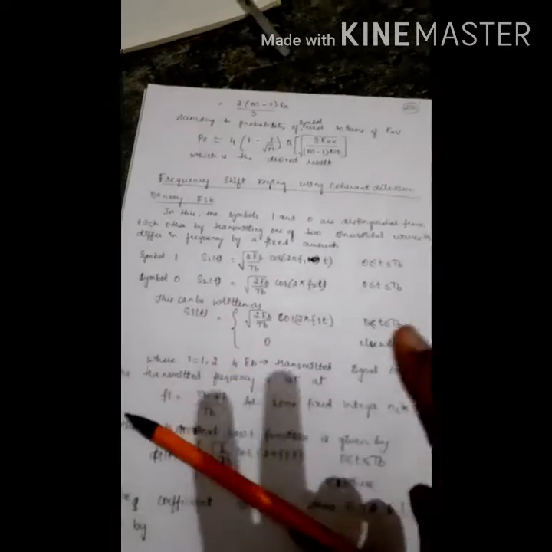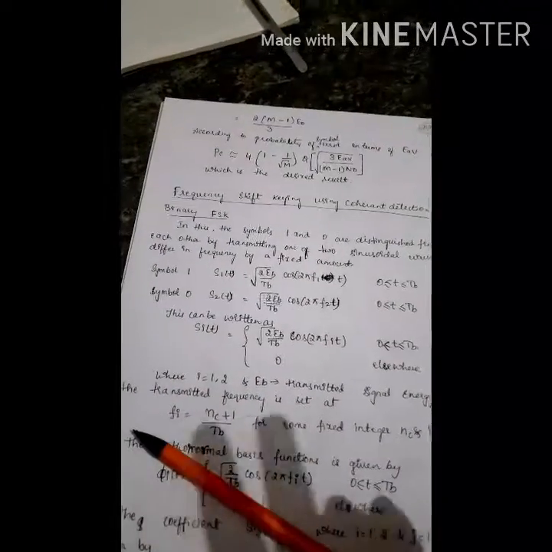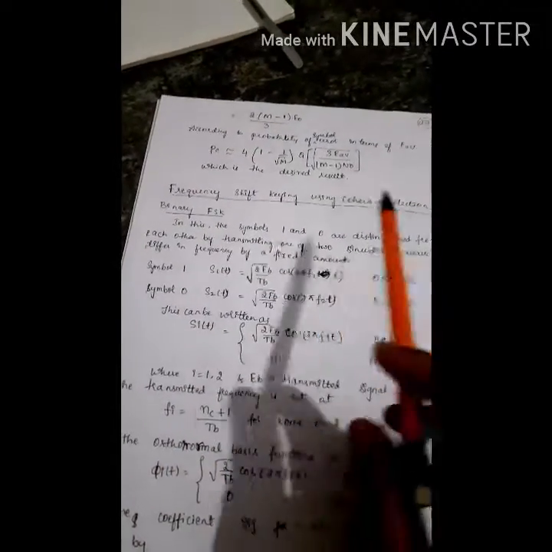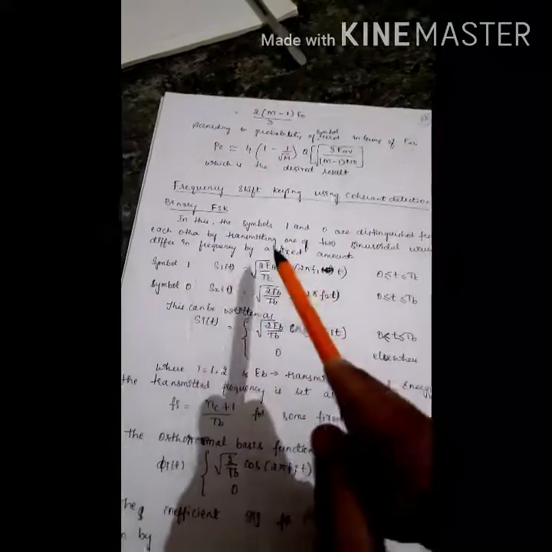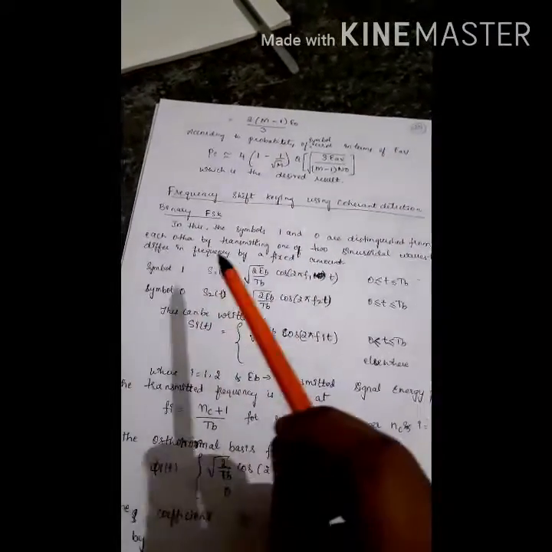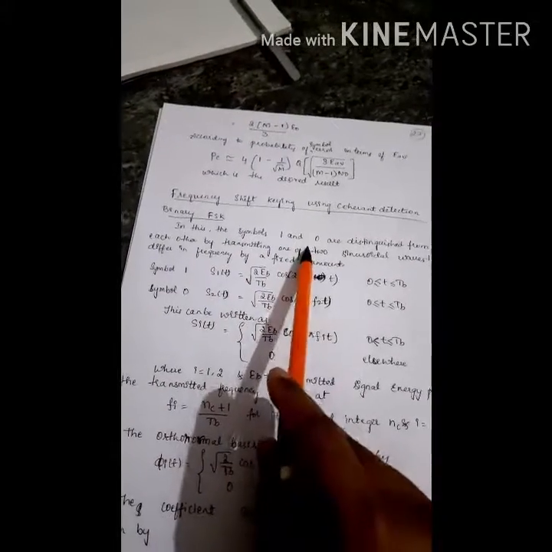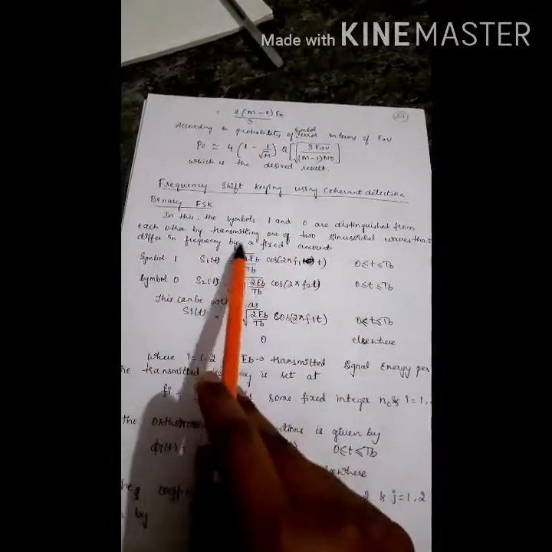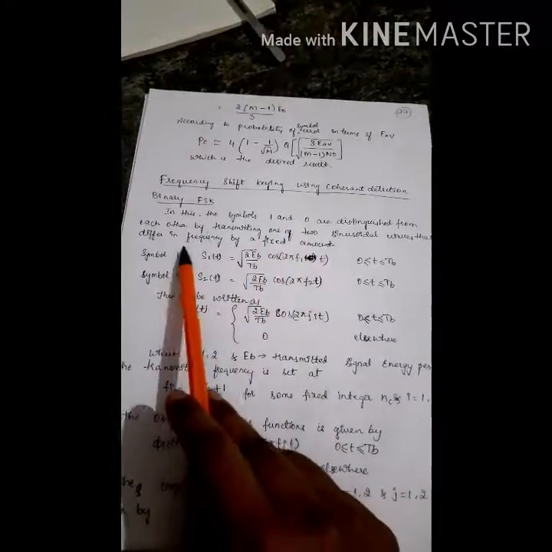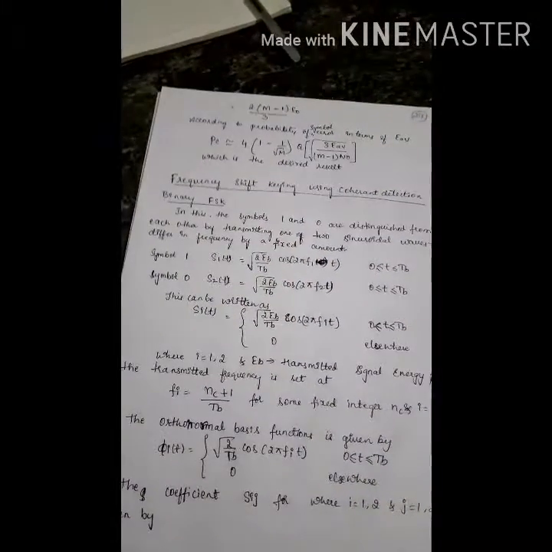Frequency shift keying using coherent detection. We know that for frequency shifting we are using two symbols, symbol 1 and symbol 0. Symbol 1 is on one frequency and symbol 0 is on another frequency. In binary FSK, the symbols 1 and 0 are distinguished from each other by transmitting one of two sinusoidal waveforms that differ in frequency by a fixed amount.